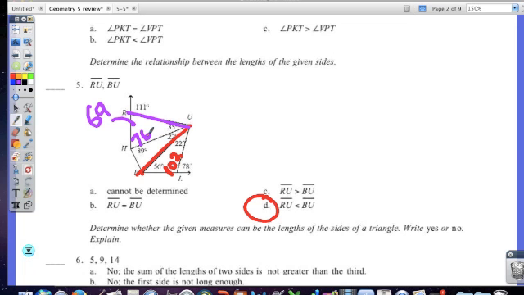Sorry, RU is smaller than BU. Awesome job.